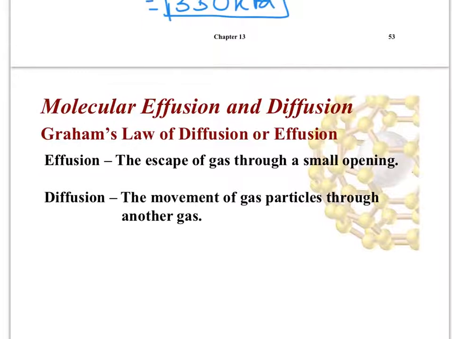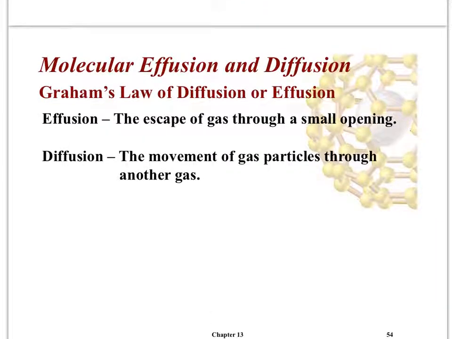Graham studied the movement of gas particles. He studied effusion and diffusion. Let's define those real quick. Effusion is the escape of gas particles through a small opening or a small hole. So if I have a balloon, for example, and I poke a hole in it and the gas particles start to escape, that would be effusion. Diffusion is what we're normally used to. It's the movement of gas particles through another gas. If I were to spray perfume at one end of the room and you smell it at the other end of the room, that's because gas particles diffuse through the air. Either one, effusion or diffusion, is movement of gas particles, and that's what Graham studied.